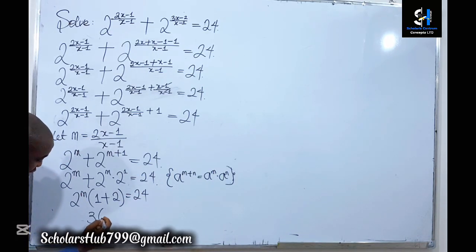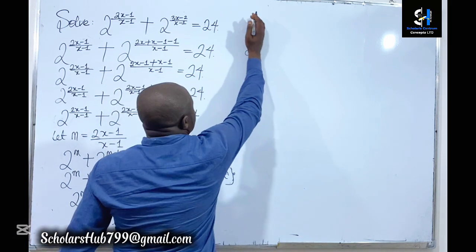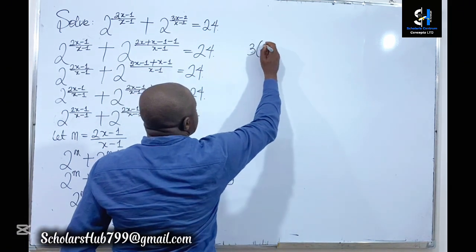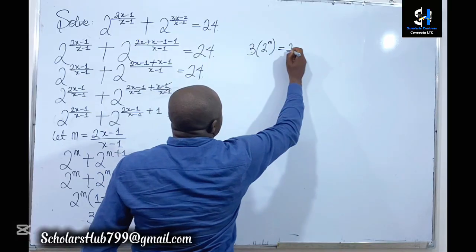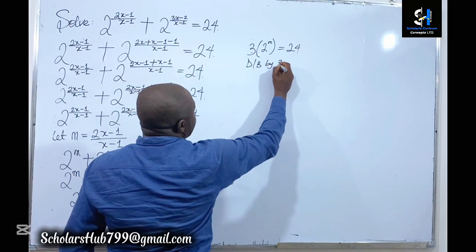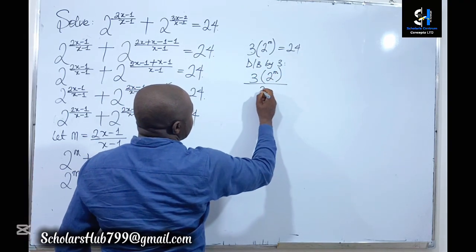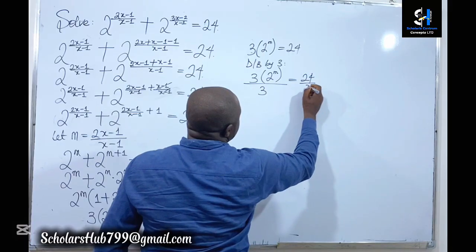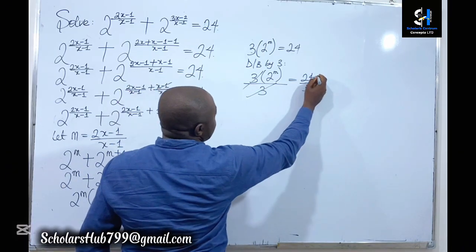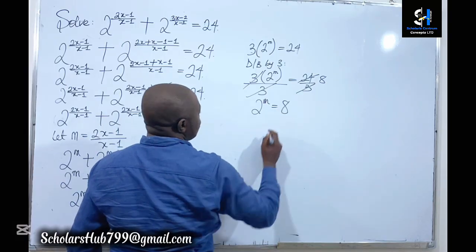So in this case, we have 3 multiplied by 2 raised to the power of m equals 24. Okay, so now we have 3(2^m) = 24. If we divide both sides by 3, this will be 3 multiplied by 2 raised to the power of m, divided by 3, equals 24 divided by 3. Okay, so 24 divided by 3 is 8, so that 2 raised to the power of m equals 8.